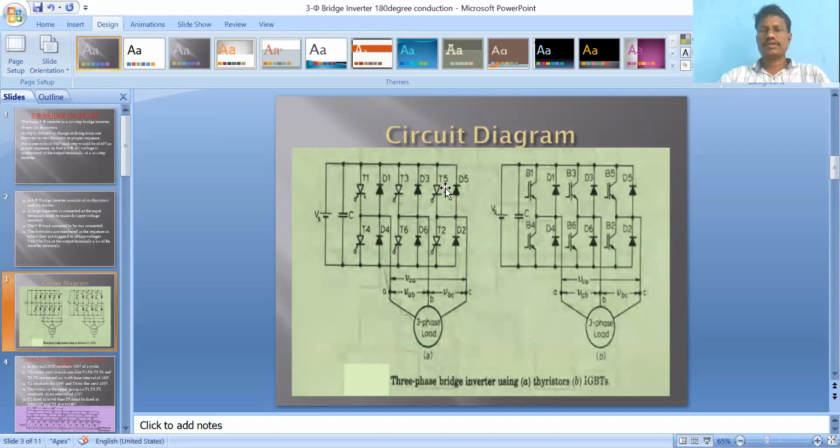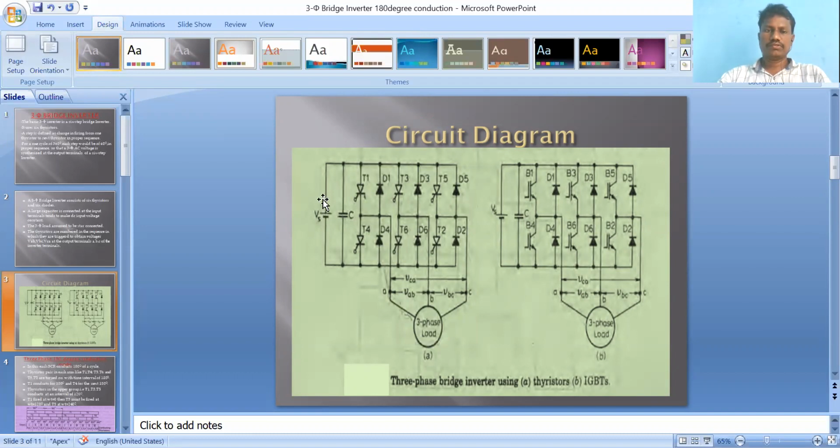So this is the circuit diagram of the three-phase bridge inverter. In this circuit, the load is a star connected load. I am taking a three-phase balanced star connected load. Each phase has an impedance Z, equal impedance in each phase, so it is called a balanced load. So it is a three-phase circuit.